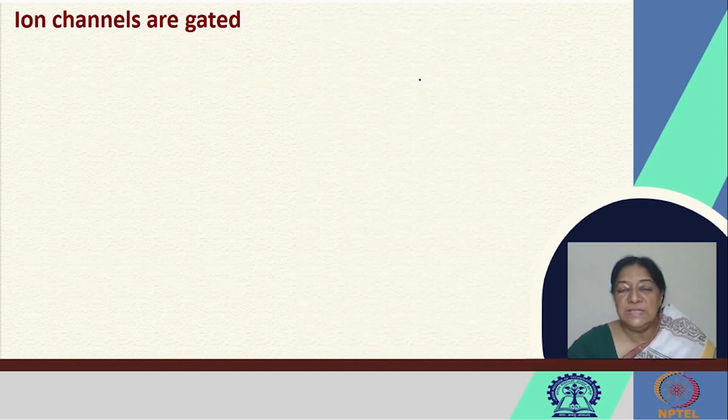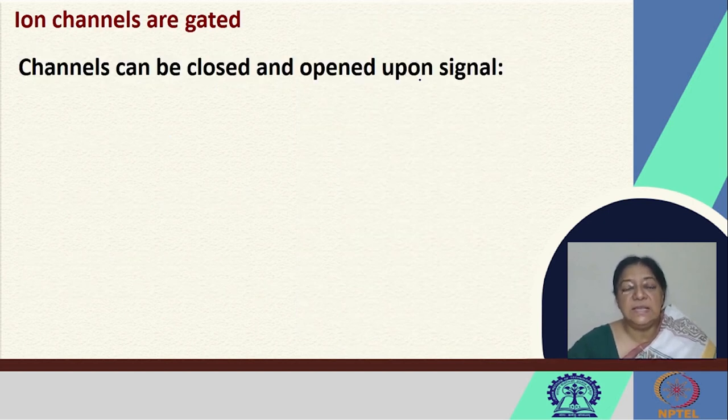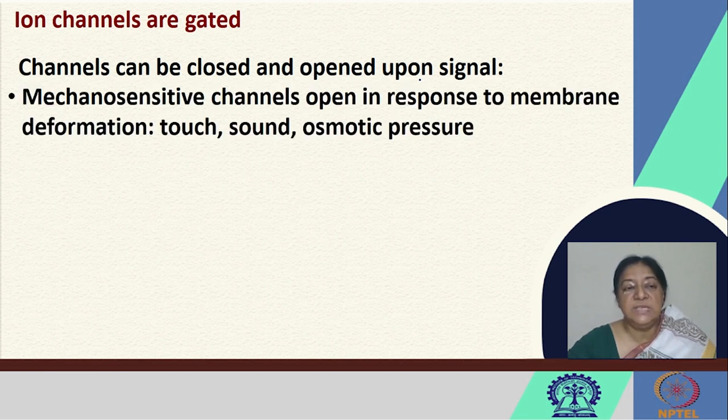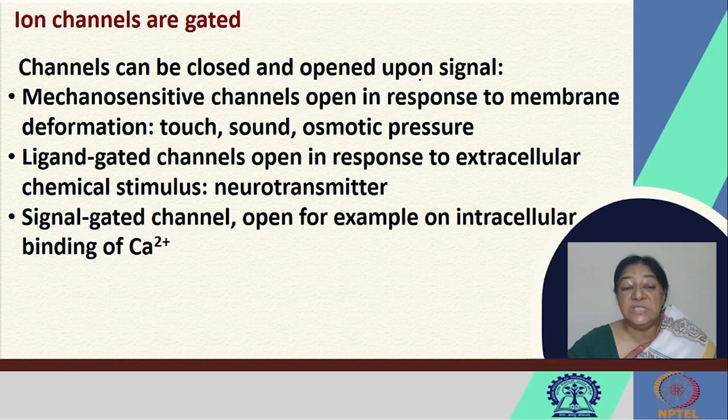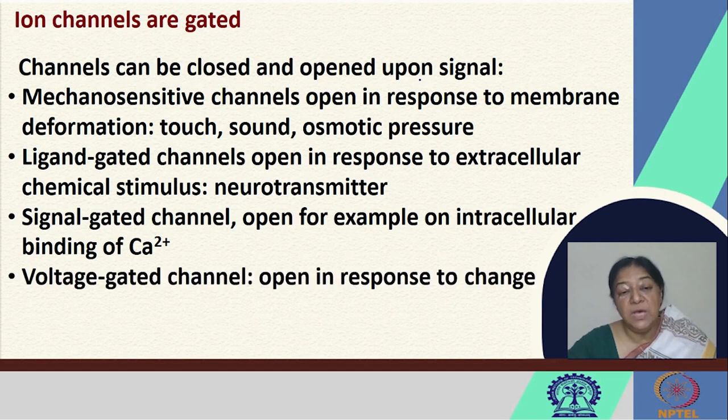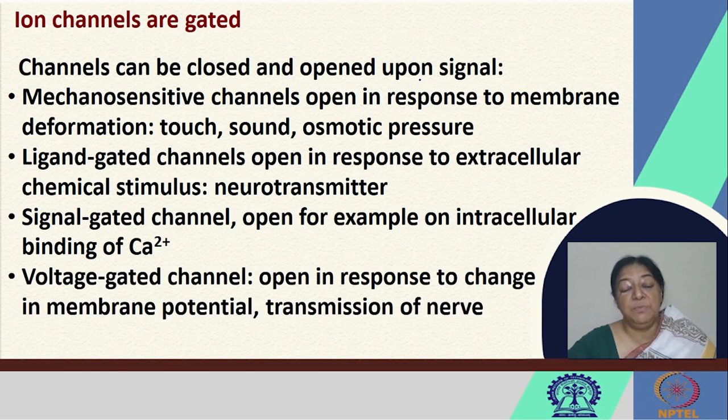Now, these ion channels are gated in the sense that they close and open upon specific signals. As we saw, these signals can be mechanosensitive in nature, responding to membrane deformation, touch, sound, or osmotic pressure. They could be ligand gated. They open in response to, say, a neurotransmitter. Or they could be signal gated. They open on the intracellular binding of, say, calcium. And voltage gated channels open in response to a change in the membrane potential, which is involved in transmission of nerve impulses.